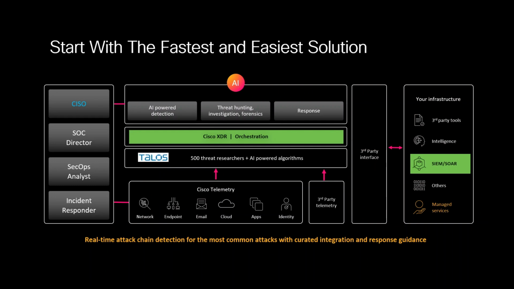So again, you're always going to start where the customer needs you to be. And if that's the case and it's SIEM, you're certainly going to start there. But that being said, if you're looking at getting value immediately and reducing risk in an organization, then Cisco XDR is probably the fastest and easiest solution to deploy.